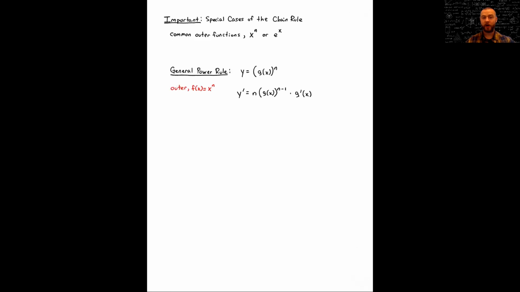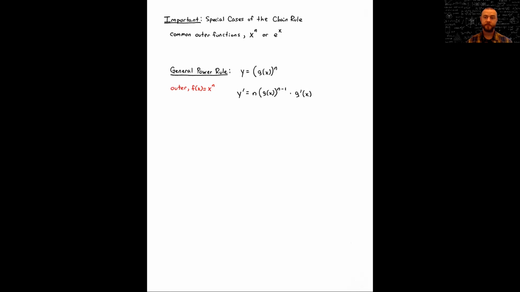All right, the first one is building off of our basic power rule, which was for x to a power, or x raised to a number. But the general power rule deals with a function raised to a power. So instead of x to the power, we get a function to a power. Now if we apply the chain rule, we differentiate the outer function, which is written in red there. The outer function here, f of x, is x to the n. The derivative of x to the n would be n times x to the n minus 1.